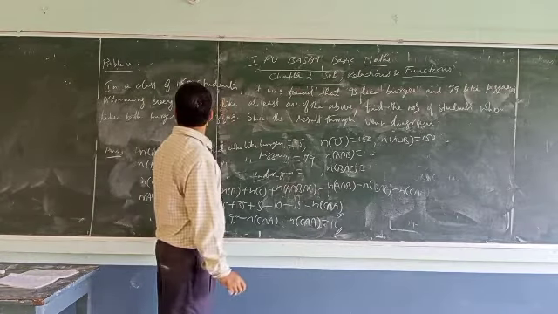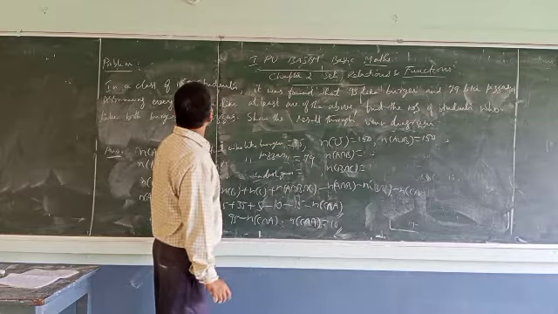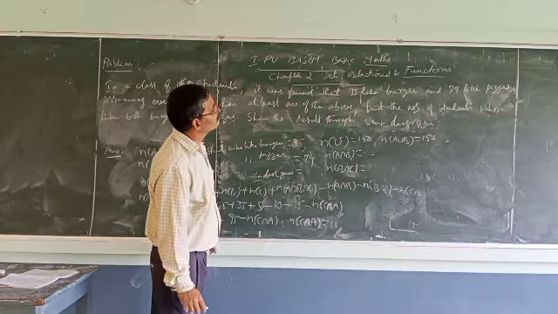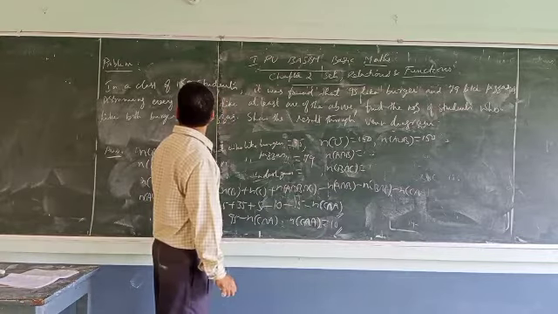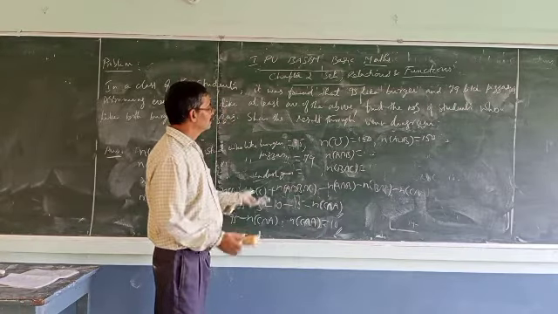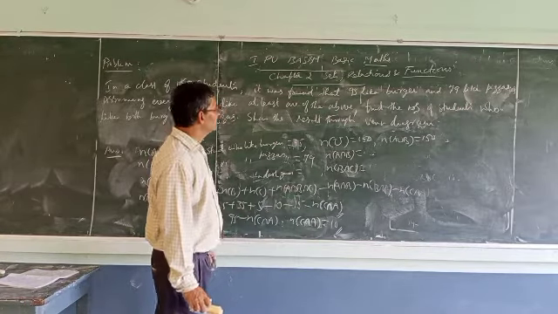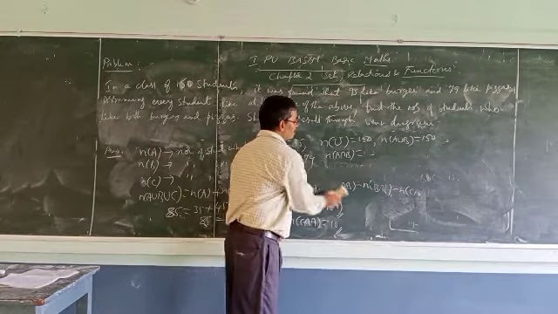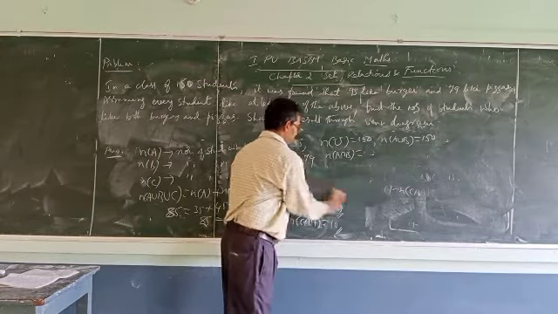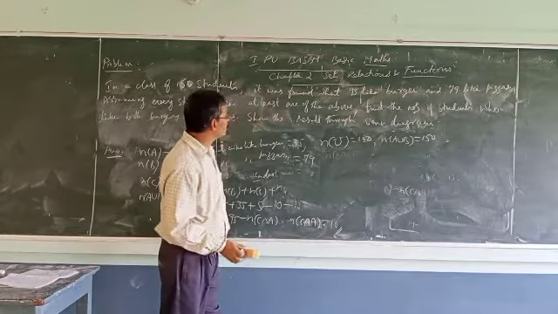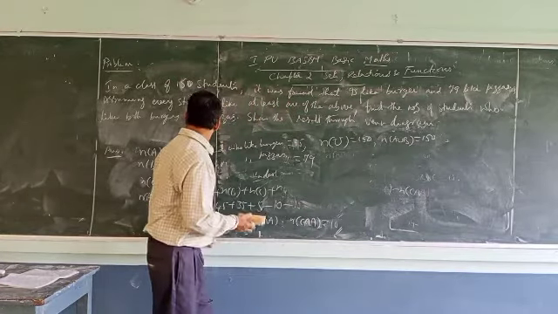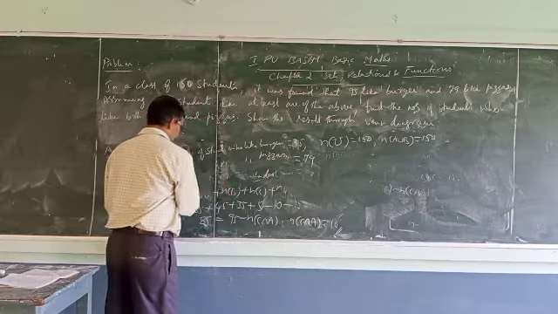Find the number of students who like both Burgers and Pizzas. So what is required? You require n of A intersection B. That's all. N of U known, n of A union B known, n of A known, n of B known. Direct.